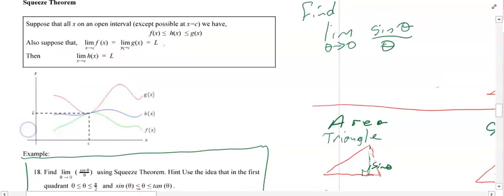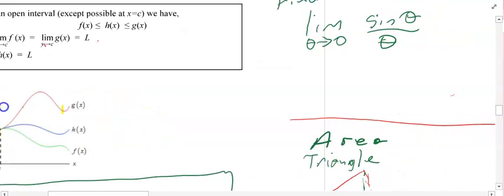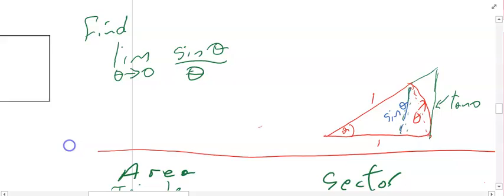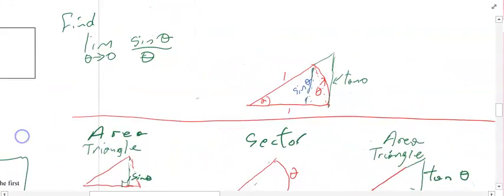A diagrammatic situation would be just like this. The g of x, which is higher than our h of x, which is higher than our f of x, where they approach a particular x value c. If the limit as x approaches c of g of x is the same as the limit as x approaches c of f of x, then by all means the limit as x approaches c of the middle function, h of x, must be the same.